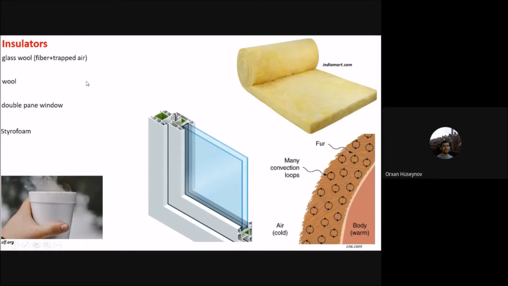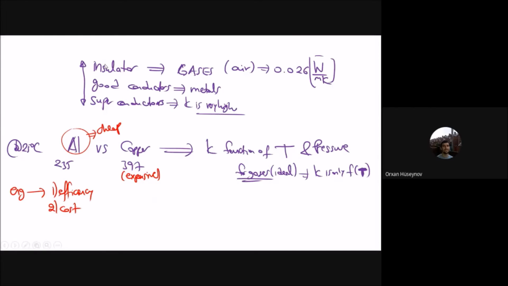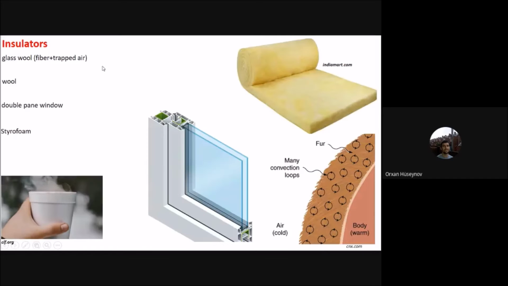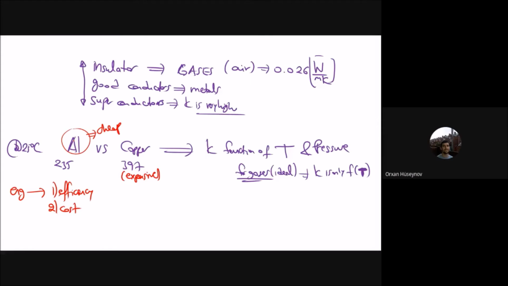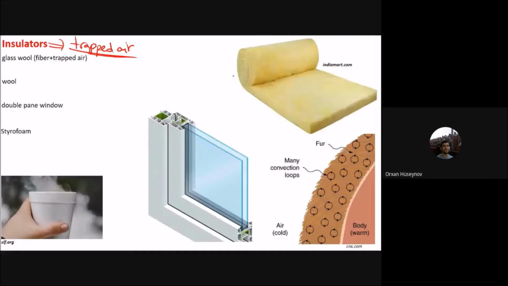Now we are looking at one extreme of the conductivity of the materials, where you have the insulators. There are different types of insulators. You can see that we have the glass wool, but in all of these insulators that I've given here, the main principle is that we have trapped air. You are trapping air somewhere because air has a very, very low conductivity. If you trap air, it will drop the conductivity.